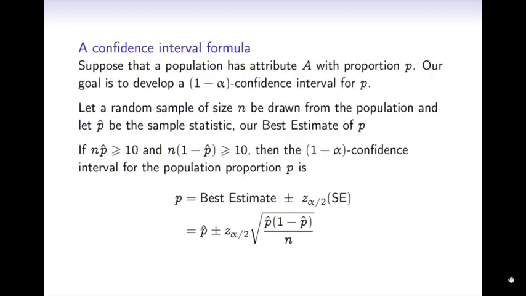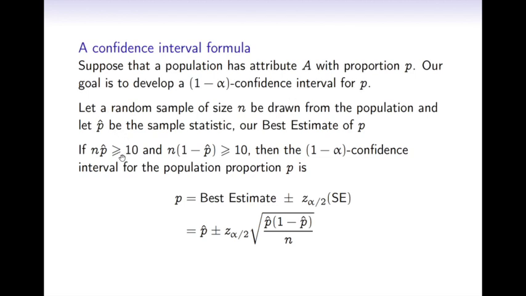All right. Let's take a look at what this confidence interval formula looks like in the specific case of a confidence interval for a single proportion. We have to imagine that we have a population that has an attribute A with proportion P. Once again, that attribute could be almost anything, some aspect of the population that you're insanely interested in. Within the population it has a proportion P, and our goal is to estimate where P is. We want to develop a 1 minus alpha confidence interval for P.